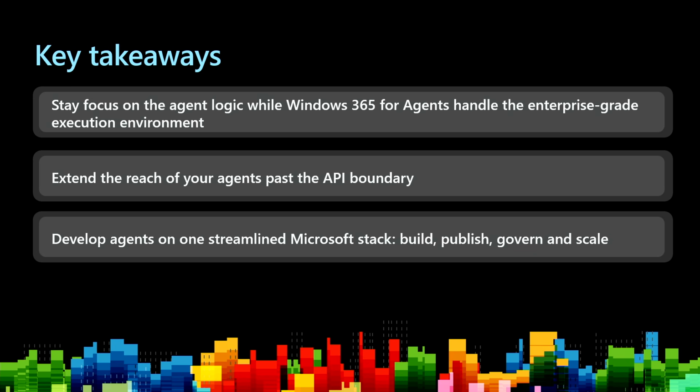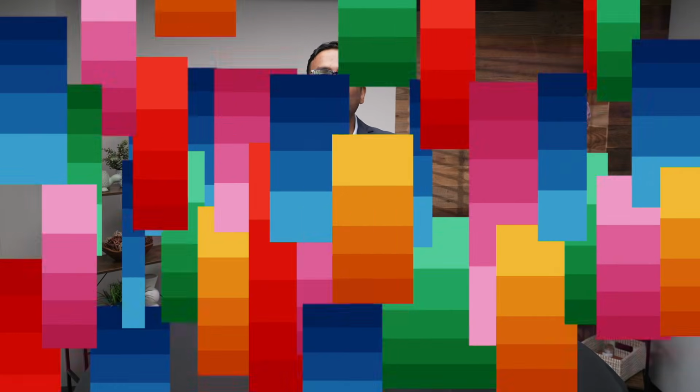And third, build on one streamlined Microsoft stack, from the MCP server to Agent 365 to Intune and Entra. Build, publish, govern, and scale on the tools your organization already trusts. If you want the full developer cycle, Sam Shapiro and a colleague have a deep dive on-demand session that takes you end to end. Go watch it next. Back to you, Roop. Thank you, Phil.